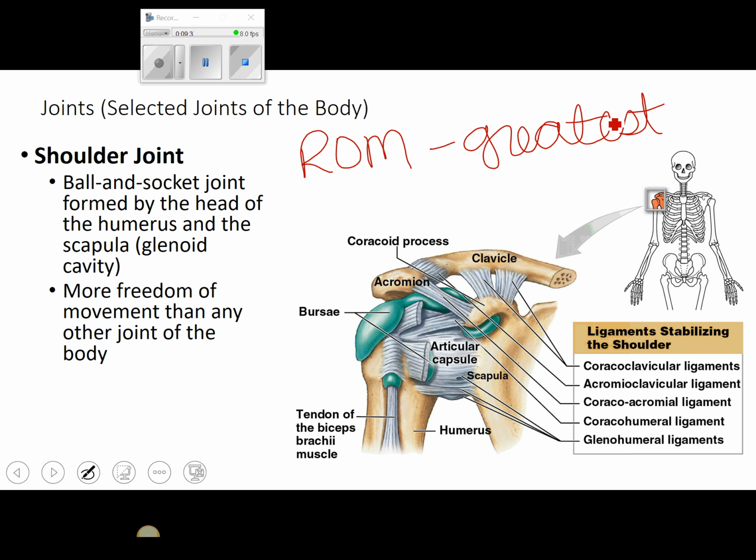This joint, of course, has 5 major ligaments that help stabilize the shoulder joint. Also, the rotator cuff muscles help stabilize that joint as well. They work as a group to hold, of course, the head of the humerus in the glenoid cavity. Movements of this shoulder joint, because it is a ball and socket joint, would be flexion, extension, abduction, adduction, rotation, and hyperflexion as well.